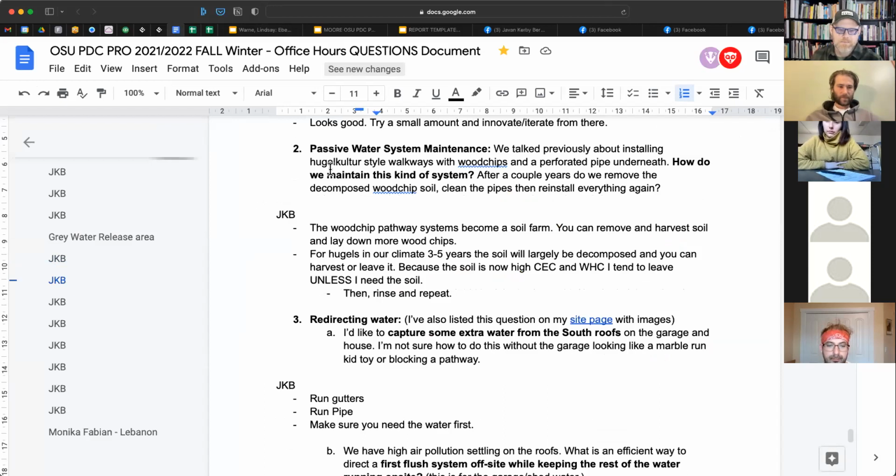Passive watering. For folks that don't know, sorry, I'm doing two things at once and both poorly right now. So when you're talking about a pathway system or a hugelkultur system, there's kind of two conversations here. I just want to make sure everybody's walking along with us.